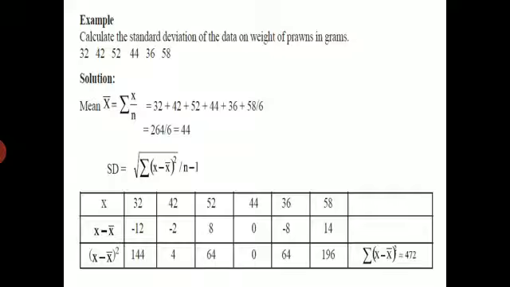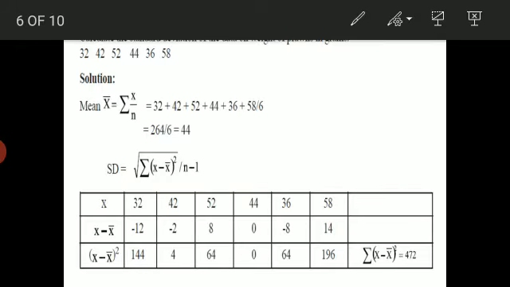So standard deviation is equal to square root of summation (x minus x bar) square divided by n minus 1. How can you calculate x minus x bar? The x value is 32 and x bar value is 44, so 32 minus 44 is minus 12. 42 minus 44 is minus 2. 52 minus 44 is 8. 44 minus 44 is 0. 36 minus 44 is minus 8, and 58 minus 44 is 14.